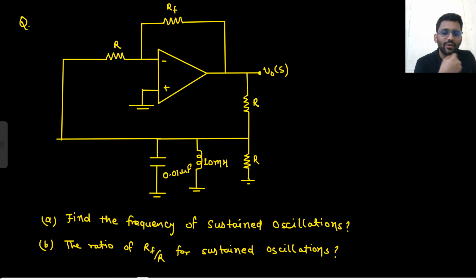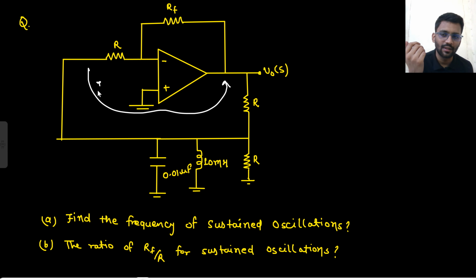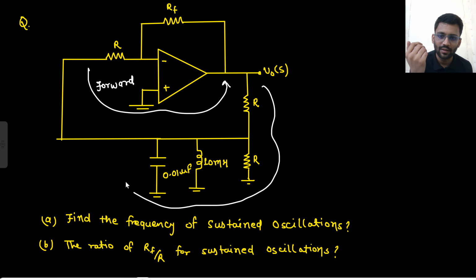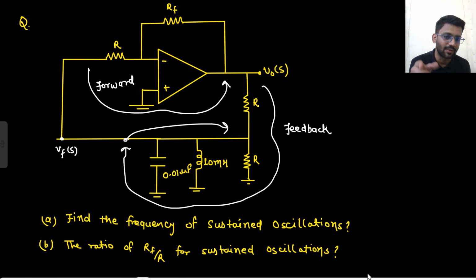This problem you need to solve. You need to find the frequency of oscillations and find the ratio of RF by R for sustained oscillations. Here you can directly see what is the feedback and what is the forward gain. From here to here, this is the forward gain, right? And from here to here, this is the feedback. So this node will be your VFS, right? Because from here to here, this is the feedback, and this node will be the same only, no? This VFS will be going here completely.